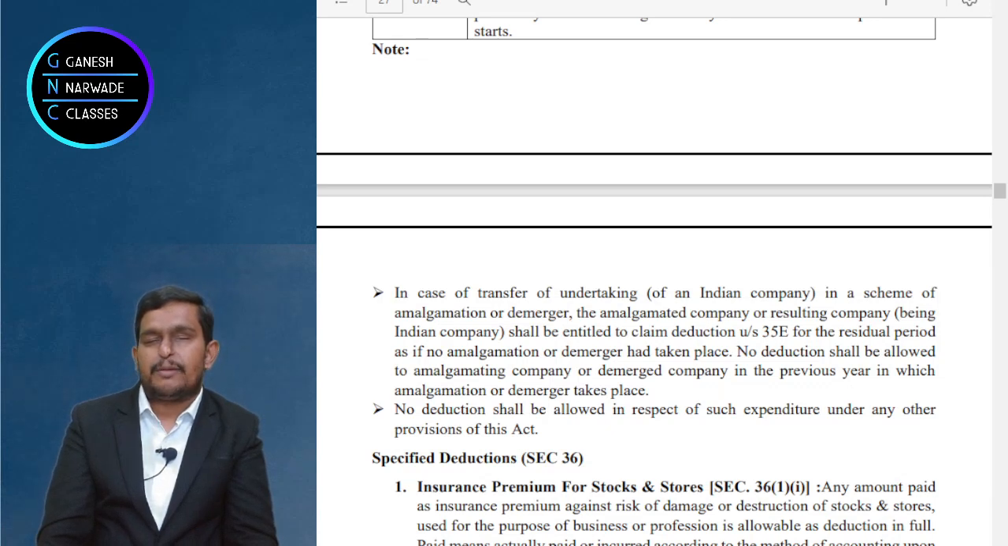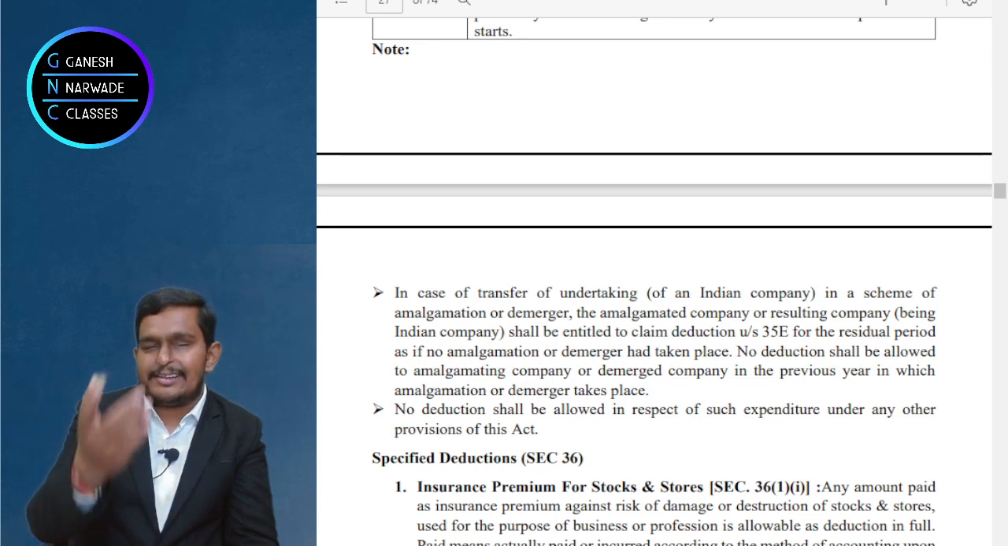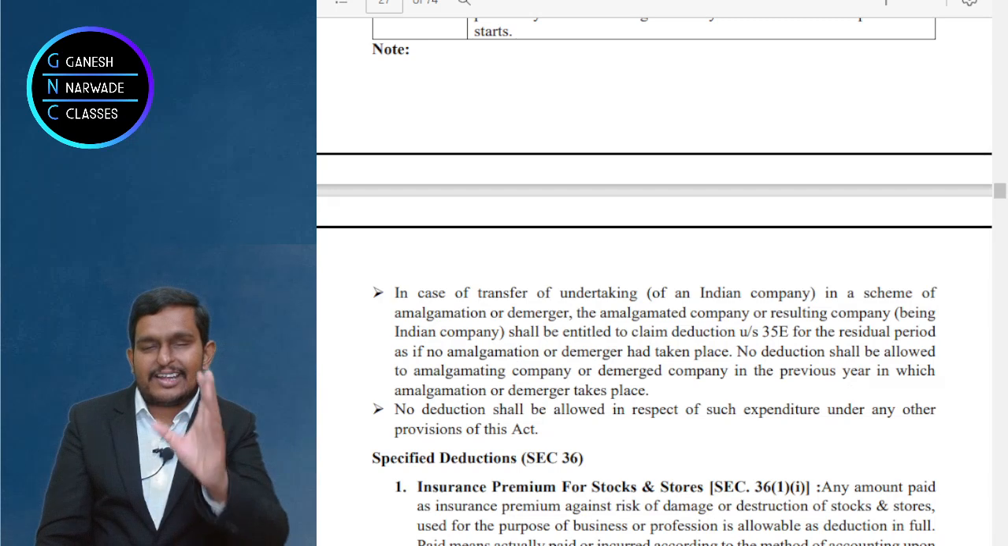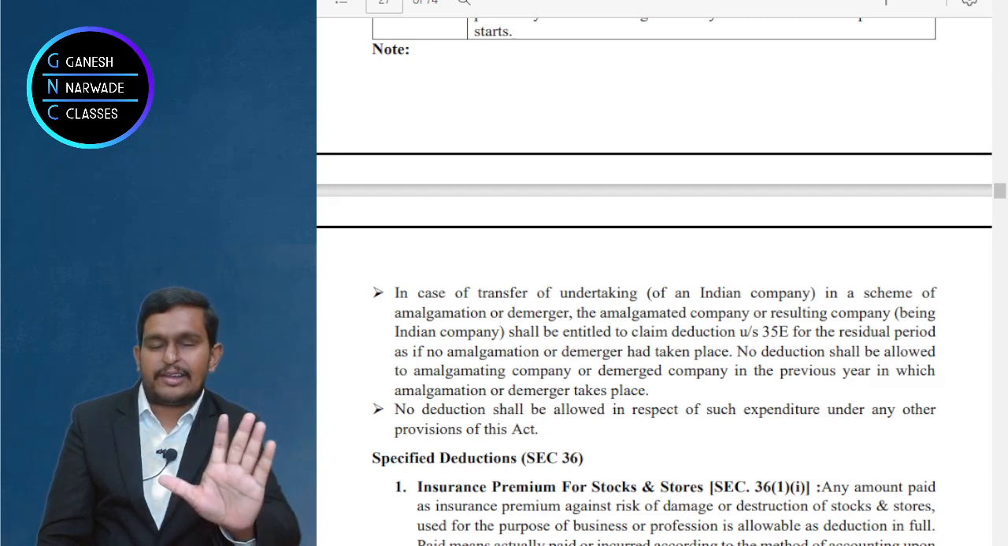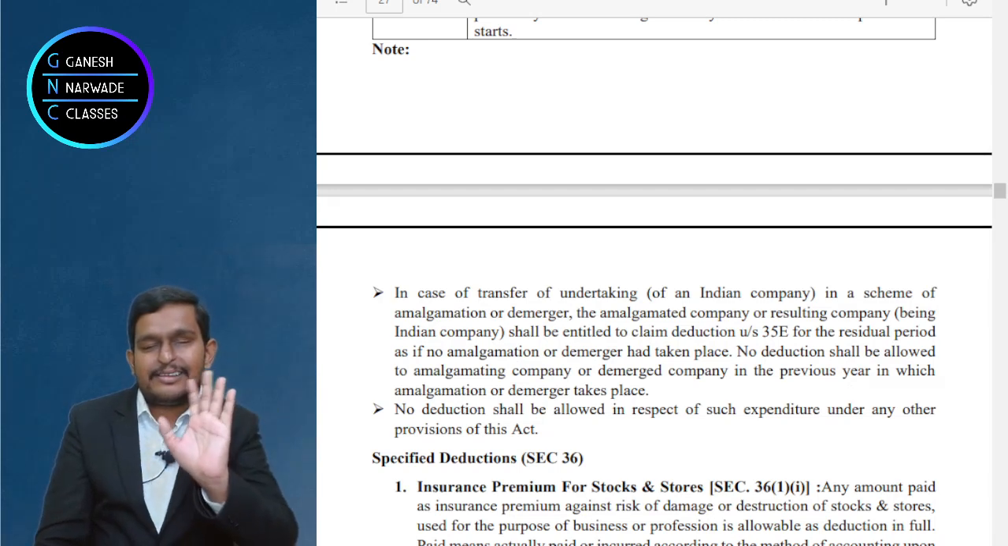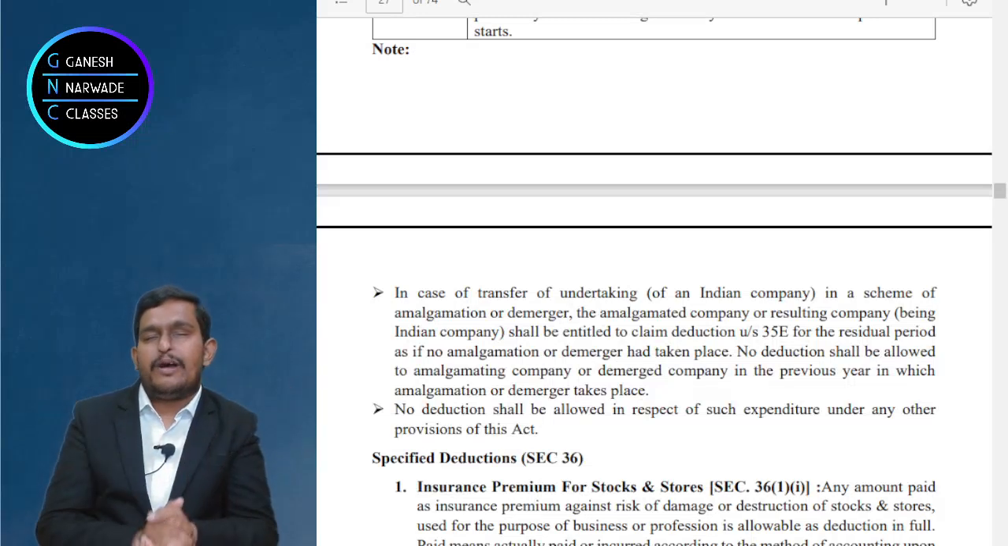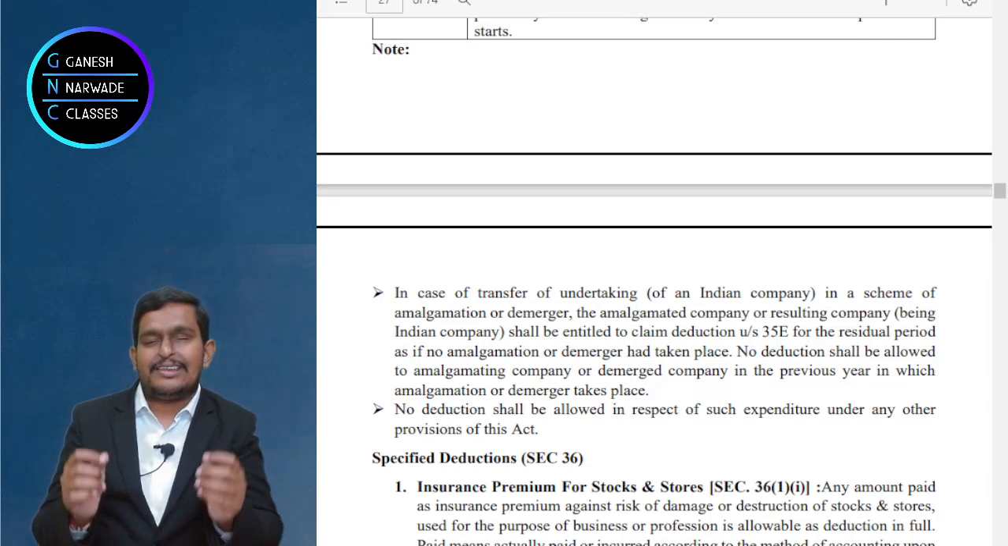Sir, suppose amalgamation happens, then the new company will get the deduction. If succession happens, the new organization will get the deduction. In the year of succession or amalgamation, the old organization will not get it, the new will get it. This is what you should remember. As simple as that. Hope you understood what I tried to explain to you. We'll meet in the next lectures. Till then, take care. Bye everybody.